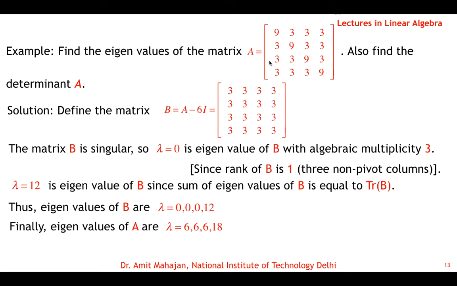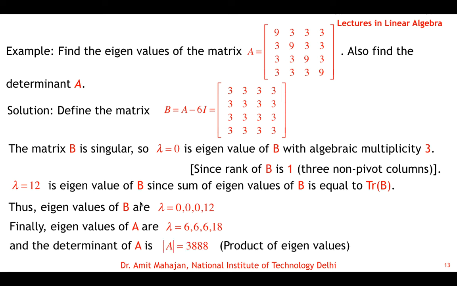And once you have the eigenvalues of A, you can find the determinant because there is another property we did in the last lecture that the determinant of the matrix is equal to the product of eigenvalues. So the product of these four values is equal to the determinant of A. So the determinant of A is 3888, which is the product of the eigenvalues of A. So this is a very important question. You get this kind of question in competitive exams and also in GATE examination, etc. So this one is important.